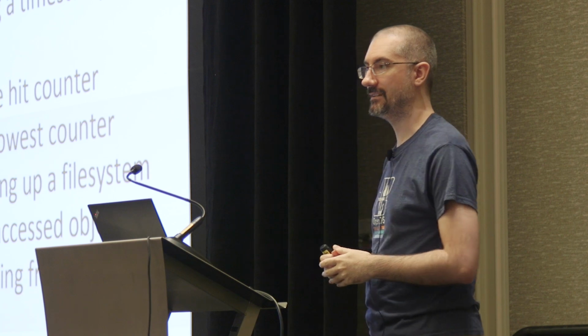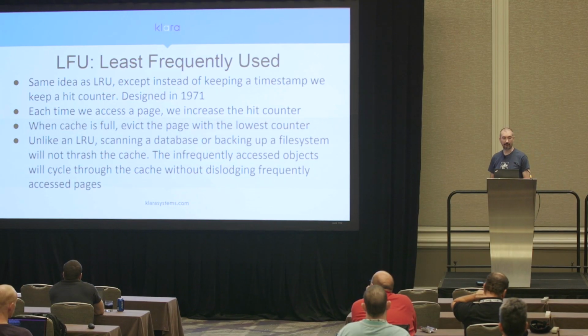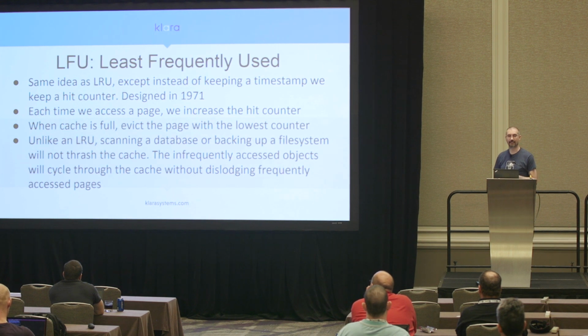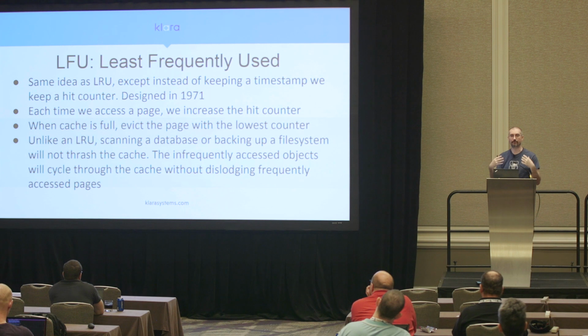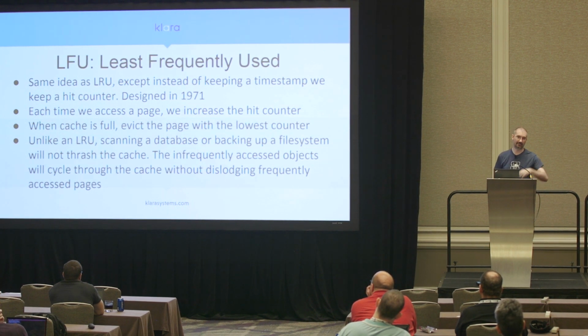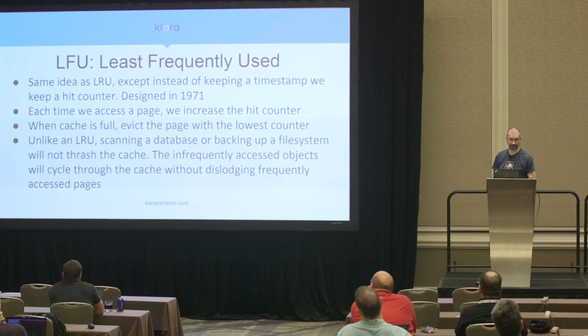So then, once we got into the 70s, somebody came up with the idea of a least frequently used cache. So instead of looking at the last time we accessed the data, we look at which data we use the most. Maybe caching that will be better. So every time we access a page, we increment its hit counter, and when we're low on space, we take the object with the lowest hit counter and replace it with the new object.